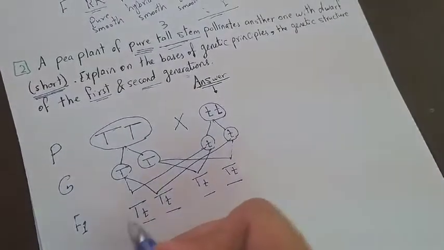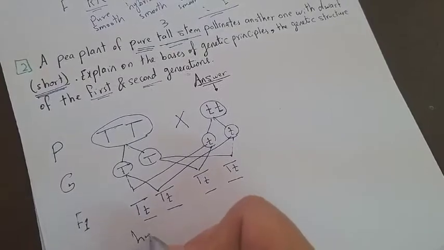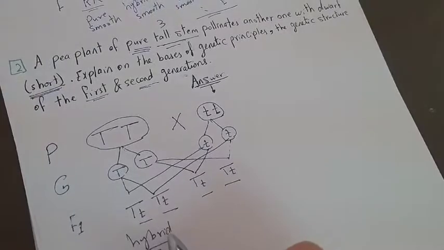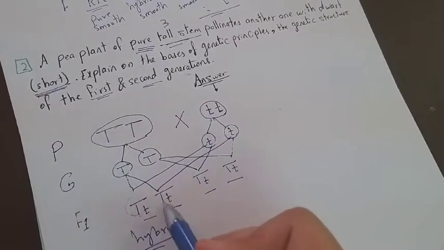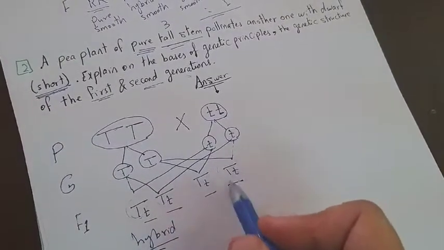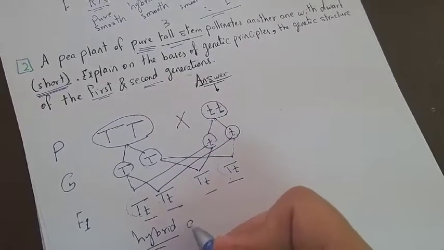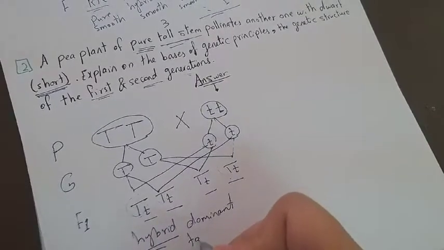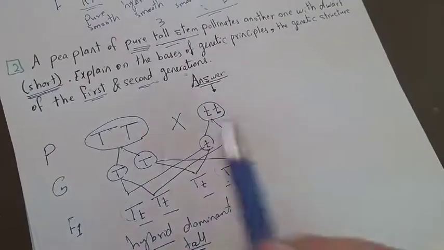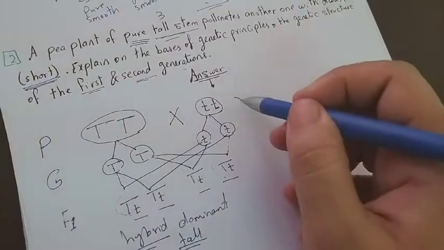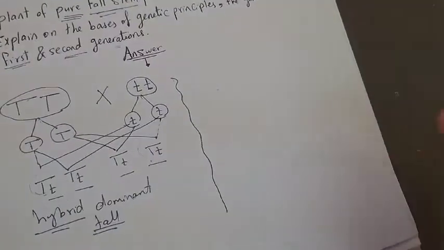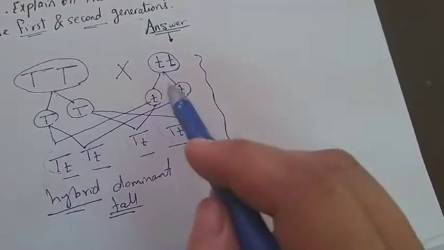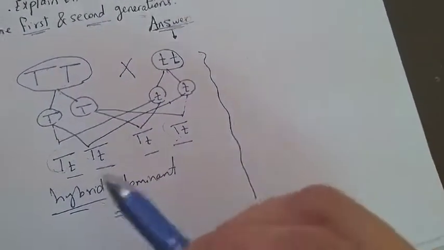So all of these are hybrid. But hybrid, will it be tall or short? Of course tall. Why? Because the dominant trait here is tall. So hybrid, dominant. Or the trait here is tall hybrid, okay? If we do now the second generation, I told you that it is true if you write only one T capital, one T small, like the last session.